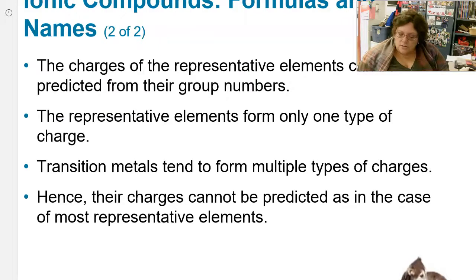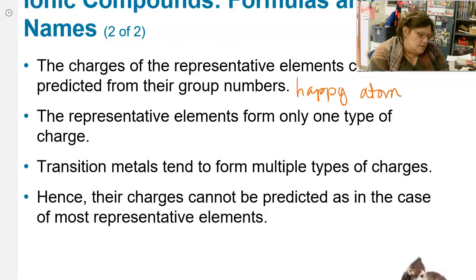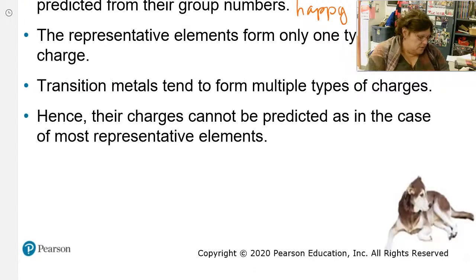The charges in representative elements can be predicted from their group numbers. That's the happy atom chart. Representative elements form only one charge. Again, happy atom chart. Transitional metals can have multiple charges. We'll learn how to name those. And so those charges cannot always be predicted. All right, we will stop there.